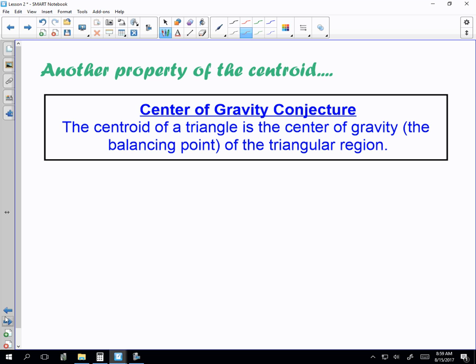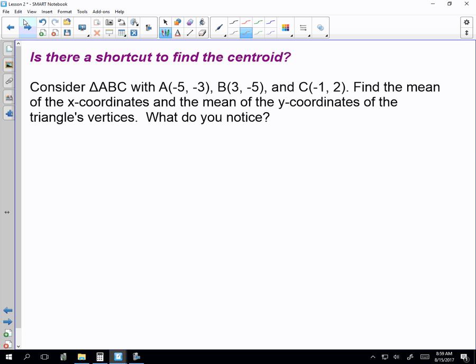Okay, now the centroid is also the center of gravity. So if you wanted to balance a triangle, if you could find the centroid, you could balance a triangle on a point. Mathematically, if we want to find the centroid, it is actually a nice, easy calculation. We want to find the mean, or what we also call the average, of the x's and the mean of the y's, and that is the balancing point or the centroid of the triangle.